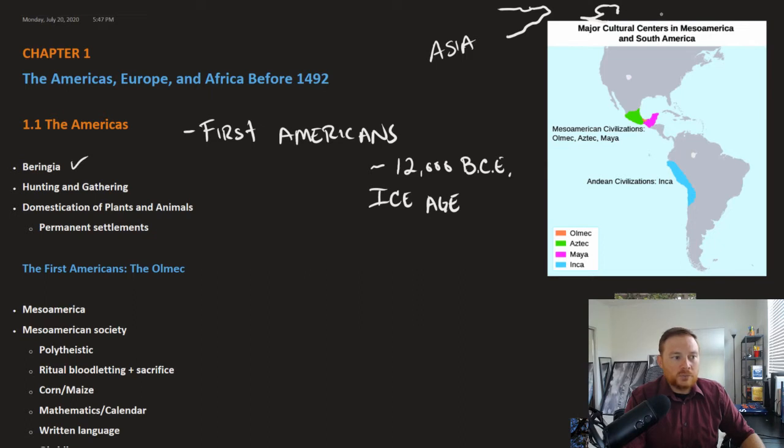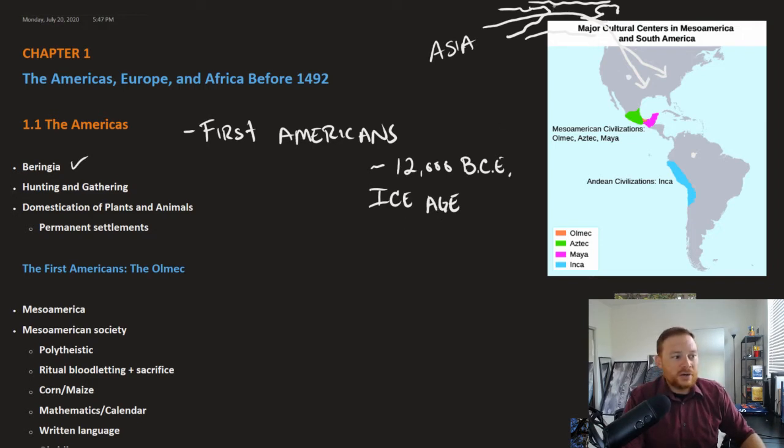You have North America on this side. And because water levels were much lower, there was essentially a land bridge. And this is the geographic area we refer to as Beringia. And so those people simply migrated and walked across this area, roughly 10,000 years ago. However, the Ice Age ended after a couple of thousand years.